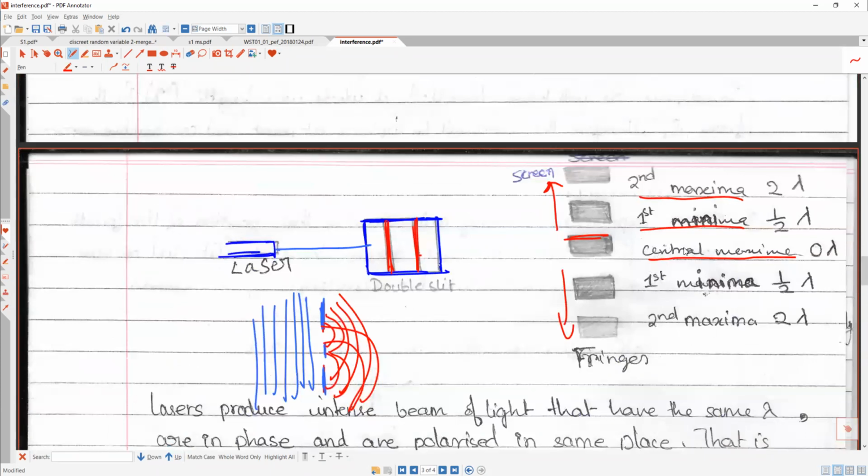First central maxima. Below the central maximum comes first maxima. First minima. After that, what comes? Second maxima. After that, what will come? Second minima. Where it is minima, you have to write that number minus 0.5. Like what? First minimum, what did I write? 1 minus half. How much is it? Half lambda.